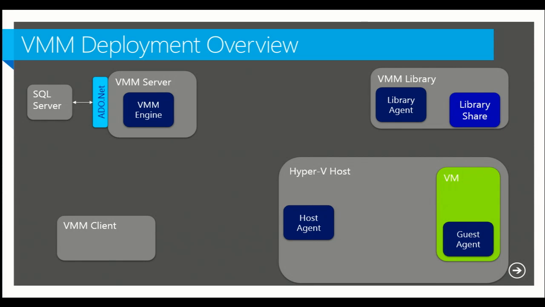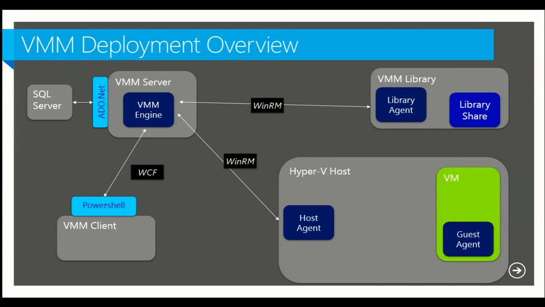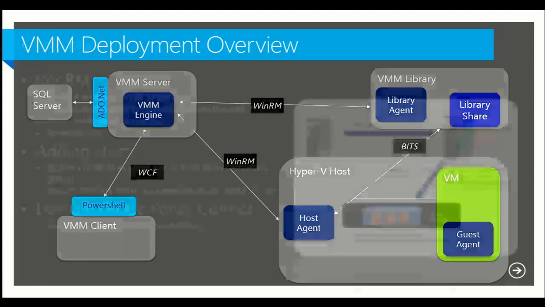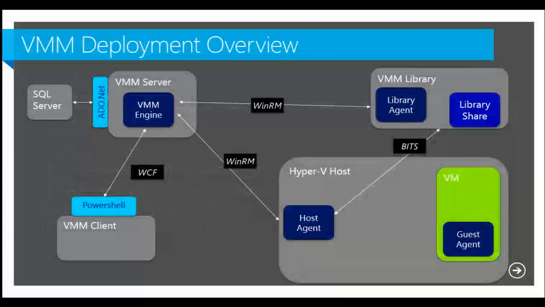There's a lot more that I'm going to show you in this slide here, but these are some of the major communication paths. We talk ADO.NET to SQL Server. From the client, we're talking PowerShell, we're talking over WCF. WinRM's used all over the place. We use BITS transfers for moving things between systems. So just try to understand which communication mechanism. And if you go online, there's a very exhaustive set of information about this. You don't need to memorize it here.